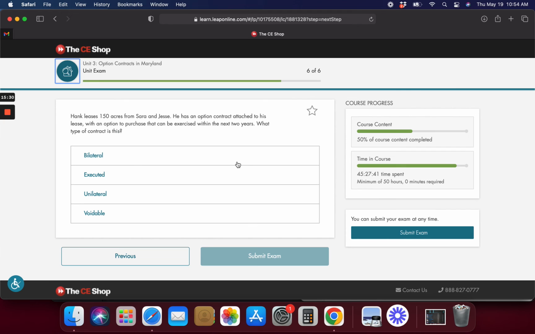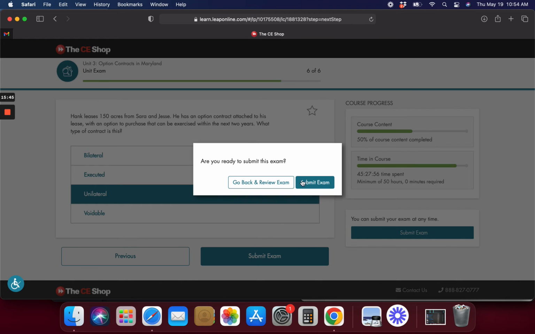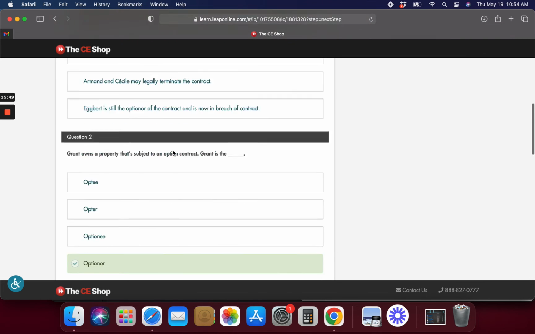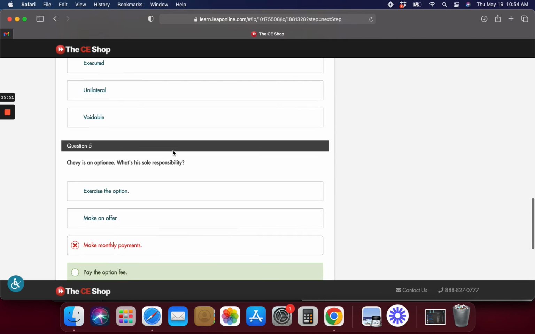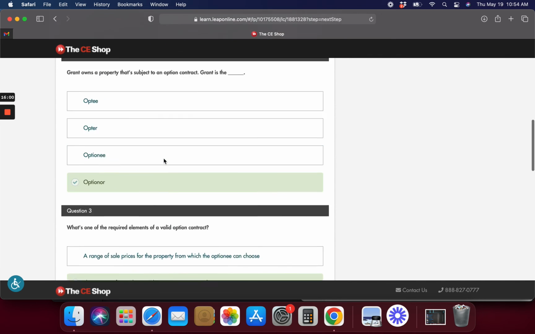All right, Hank leases 150 acres from Sarah and Jesse. He has an option contract attached to the lease with an option to purchase that can be exercised within 2 years. What type of lease is this? I want to say unilateral. Okay, we got one wrong, and I'm betting I know which one it is. Yep. Pay the option fee. Remember, I was going back and forth with that. I was like, what is this sole responsibility? Well, they got to pay the monthly bills.